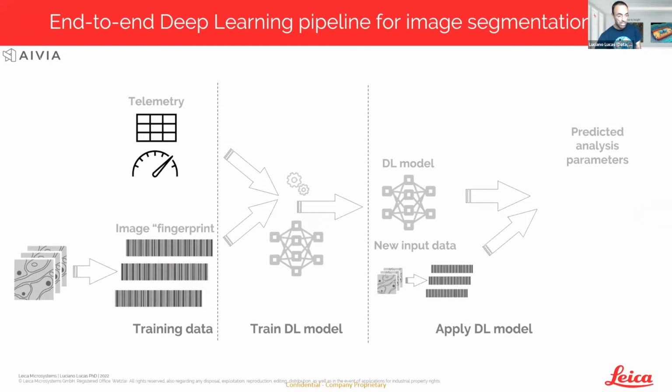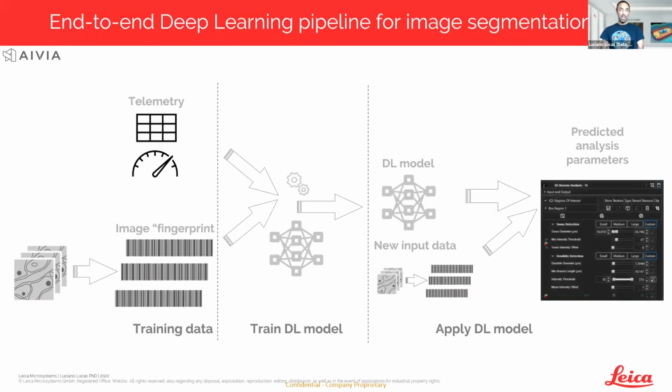And the key part is this image fingerprint. So we condense down the images from complex biological elements down to a fingerprint that looks a little bit like a barcode. That, together with the telemetry, gives us the needed training data to train a model that then can predict how to analyze the images. And in essence, bypass the GUI.